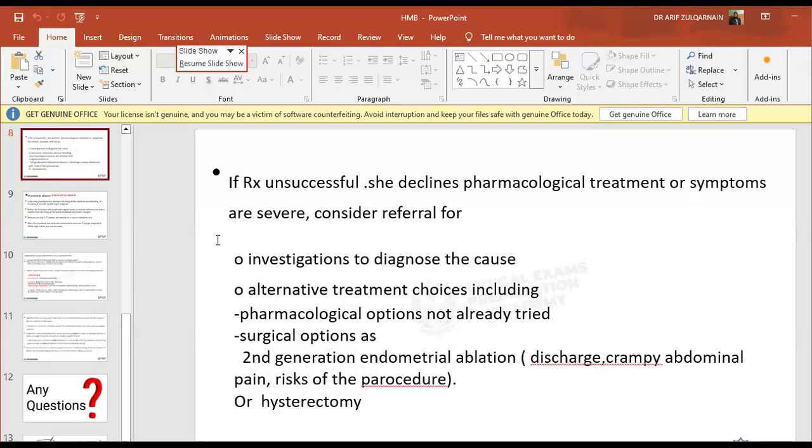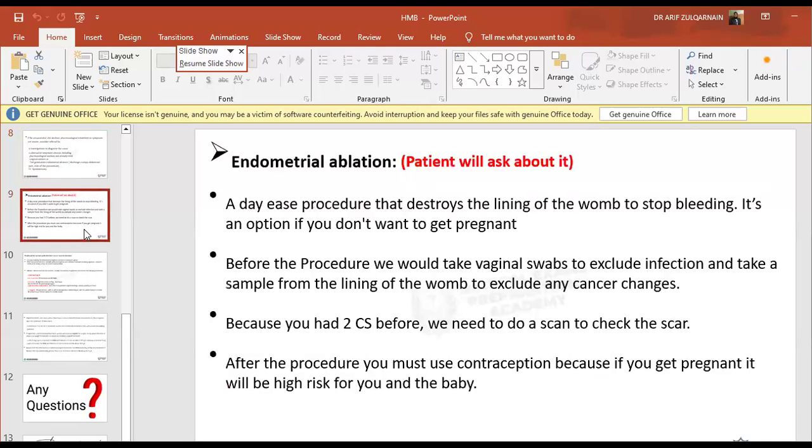But if this treatment is unsuccessful or she declines pharmacological treatment or symptoms are severe, then we will do further investigations to diagnose the cause, and then we can offer her other pharmacological treatment that has not been tried before, or we can offer the surgical options, and surgical options in this case are endometrial ablation or the hysterectomy. Okay. Now we come to the second block.